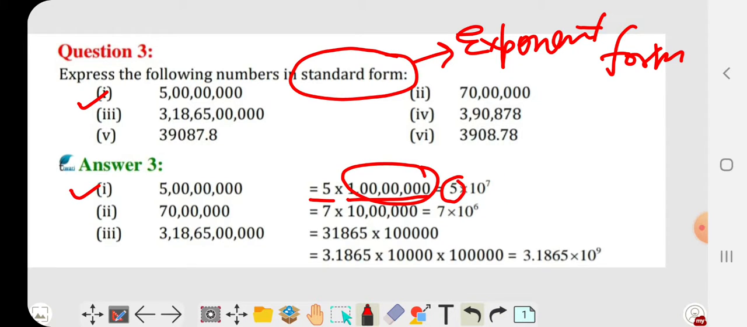And 5 we can't write in other ways, so 5 ऐसा ही रहेगा. Only whatever are the multiples of 10, that will be written in the form of power of 10. I hope it is clear to you now. What was the motto of exponential form?